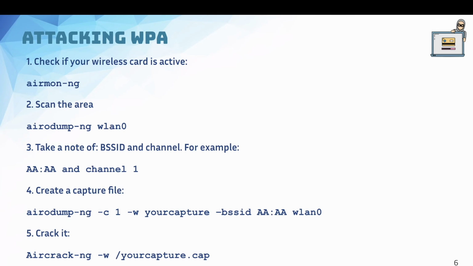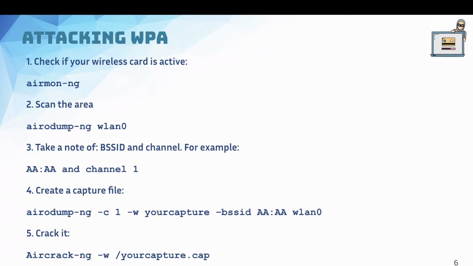How does that work, attacking WPA, you might be wondering, and WEP especially. WEP is very easy to crack, so we won't focus on that. Let's talk about WPA, because when I was in college, WEP was already super easy to crack. WPA as well, WPA2. So if your wireless card is active, you can use the command airmon-ng to check if that is. You can scan the area with airodump-ng wlan0.